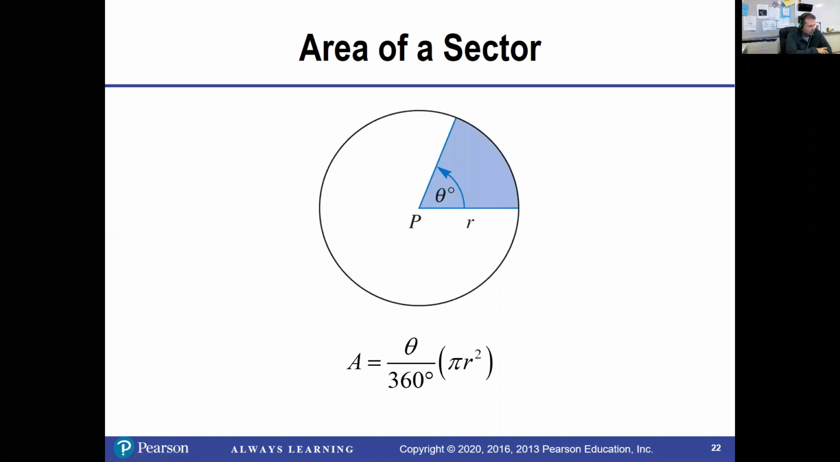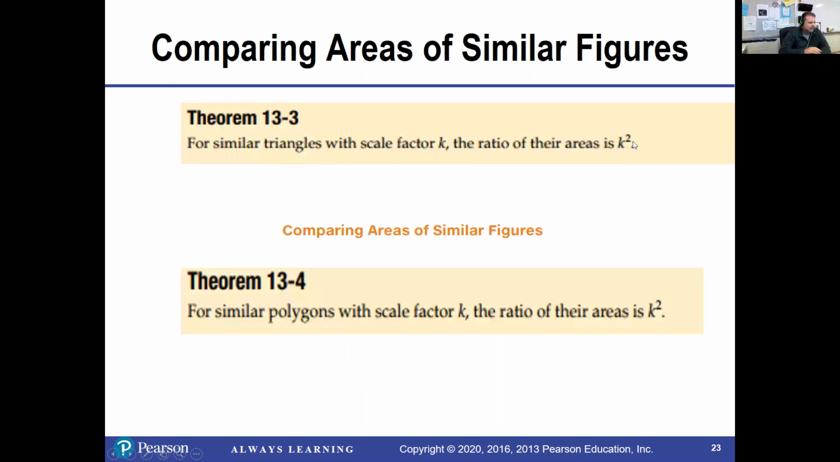So if it's a fourth of the circle, or 90 degrees, then it's going to be a fourth of the area, pi r squared. So it's the angle divided by 360, which is the whole thing, and times the area and the radius. And then last two things, comparing similar figures. When I have two similar triangles with a scale factor of k, the ratio of their areas is going to have a scale factor of k squared. Same thing with similar polygons. So to give you an idea how that's going to work, let's see here.